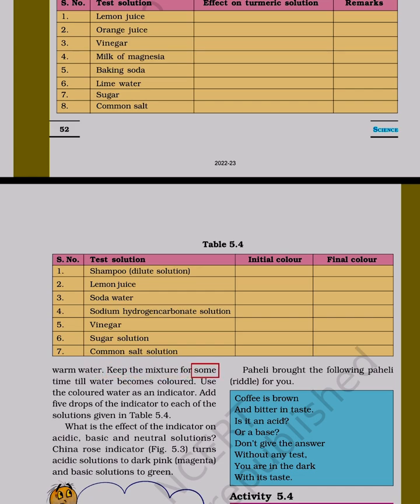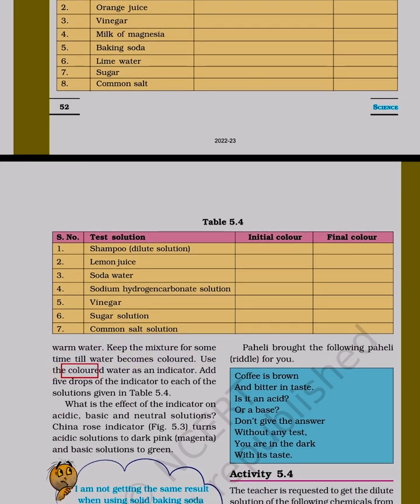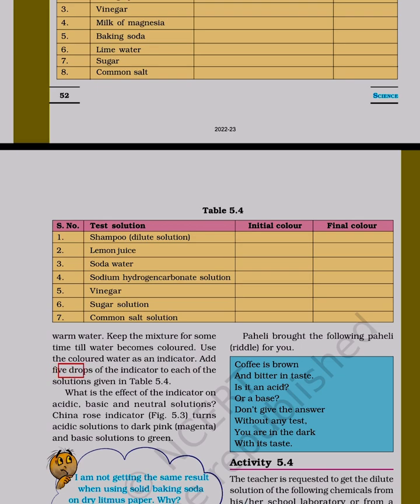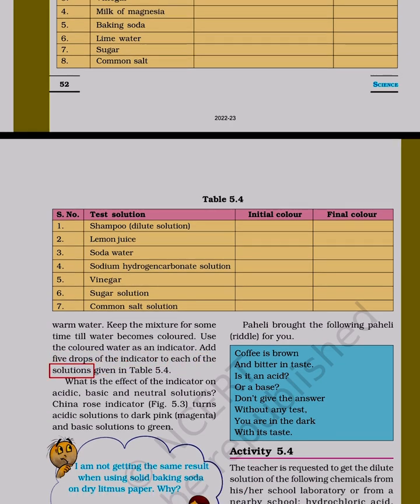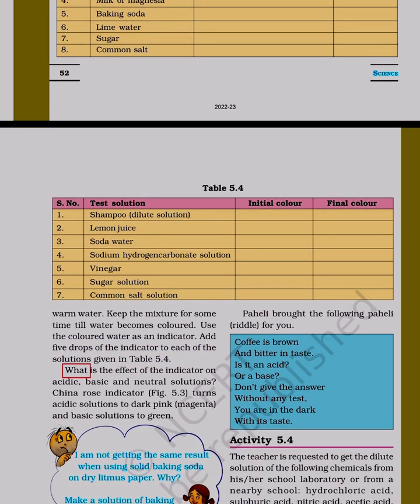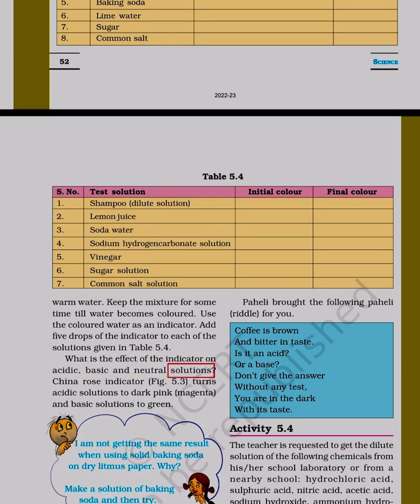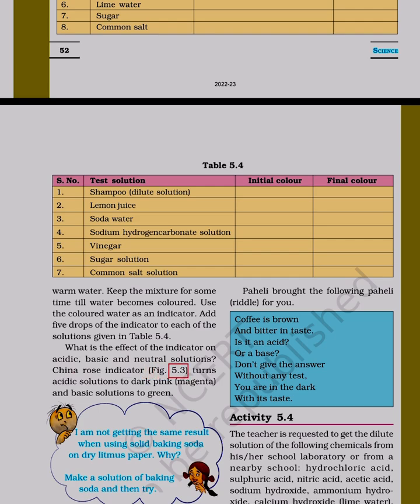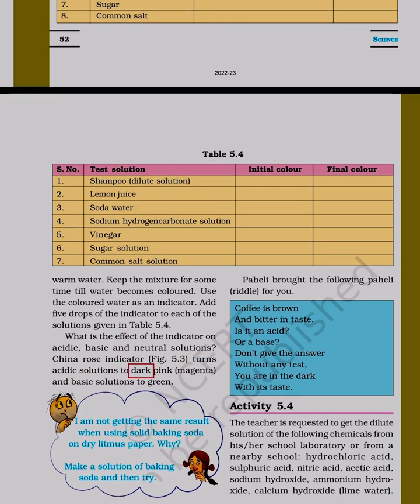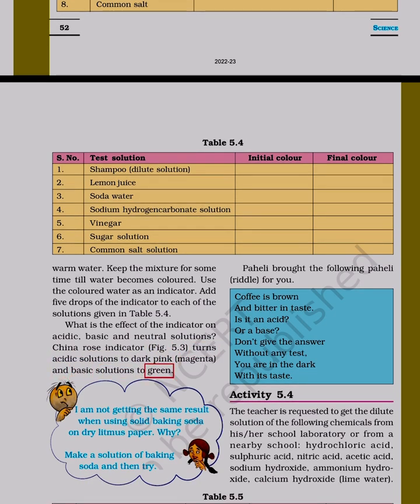Keep the mixture for some time till water becomes colored. Use the colored water as an indicator. Add 5 drops of the indicator to each of the solutions given in table 5.4. What is the effect of the indicator on acidic, basic and neutral solutions? China rose indicator, Figure 5.3, turns acidic solutions to dark pink (magenta) and basic solutions to green.